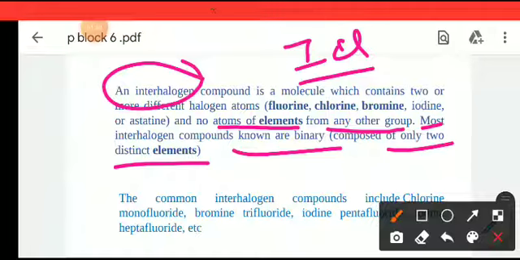So interhalogen compounds are those compounds which contain only halogen atoms, not anything beyond the halogens. And interhalogen compounds are mostly of binary composition, that is, they consist of only two halogens.